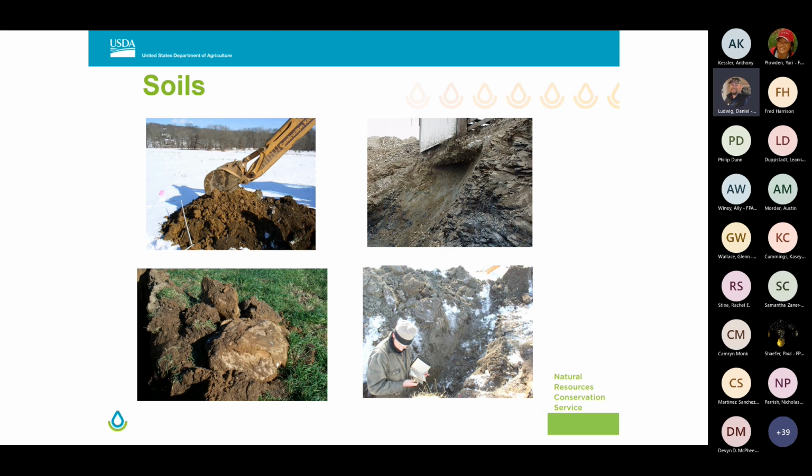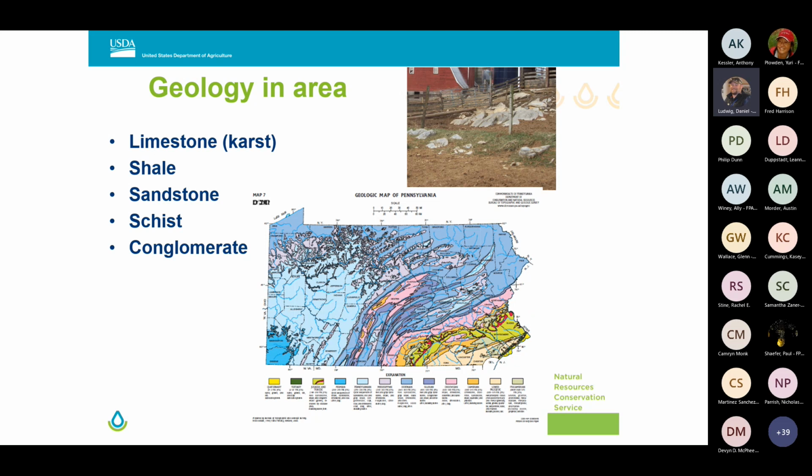Also looking at your soils for your agronomic practices, especially our pasture. Are they capable of producing the yields that you need to solve and meet some of your resource concerns? Knowing your geology. Basically, what are those parent materials in soils? How did they develop over time?